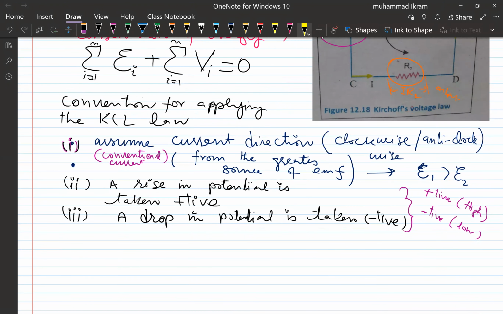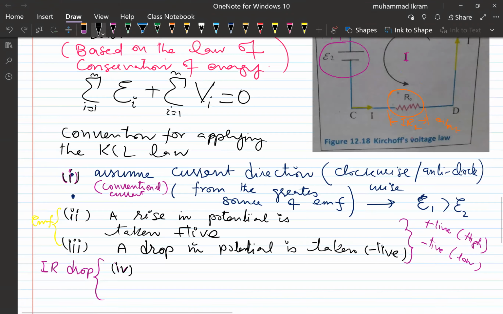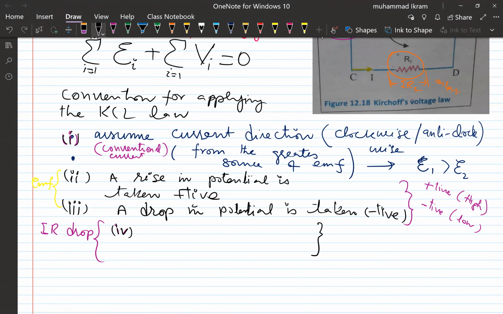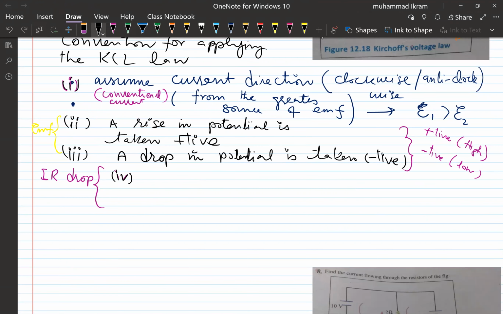And the next important point: these two are for the EMF sources, right? What if the sources are the IR drops? For the IR drops, the point four, that is when you are traversing resistors, the same situation happens. First of all, I just want to tell you that when you are calculating the IR drop, you must remember one important point: always move in the direction of the assumed current direction. That will facilitate you the best.